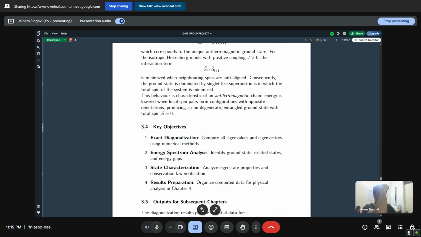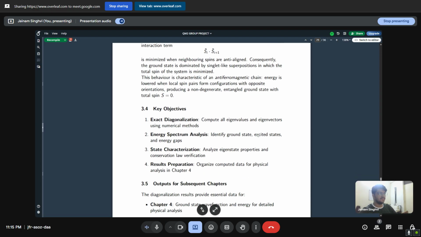This was the key objectives of this chapter. Computing all of the eigenvalues and eigenvectors using numerical methods. Then identifying all the ground states, excited states, and energy gaps. Then we analyze the eigenstate properties and organize the computed data for physical analysis in part 4.